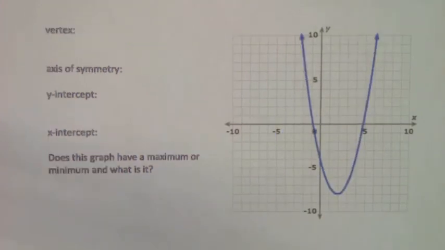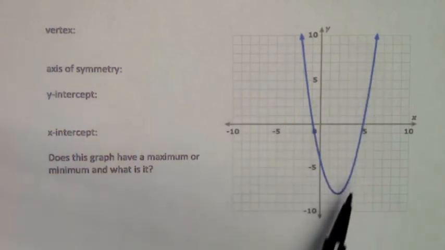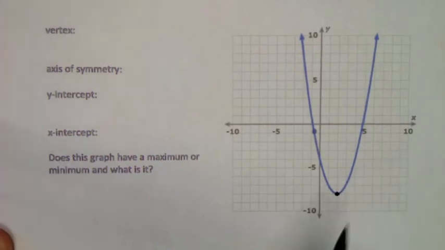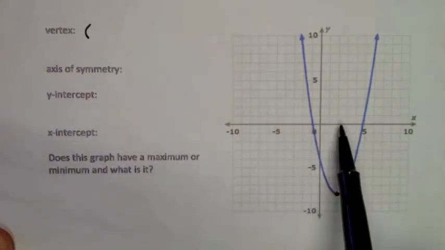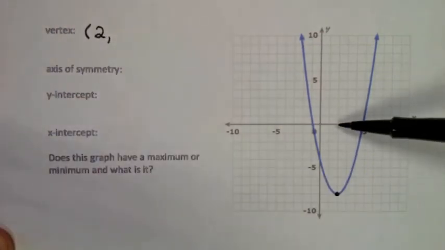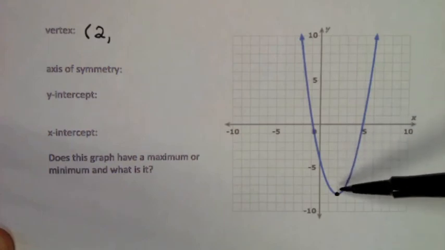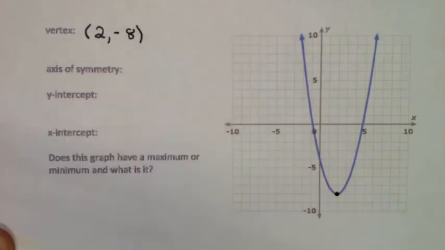Next example, we're going to find the vertex first. So I'll look at my graph. This is the point right here where this graph begins to change. I need the coordinates for that point right there. My first coordinate is my x value, so how many do I go over? It looks like I go over 1, 2. And then I need to go down. 1, 2, 3, 4, 5, 6, 7, 8. And since I'm going down, that's -8.